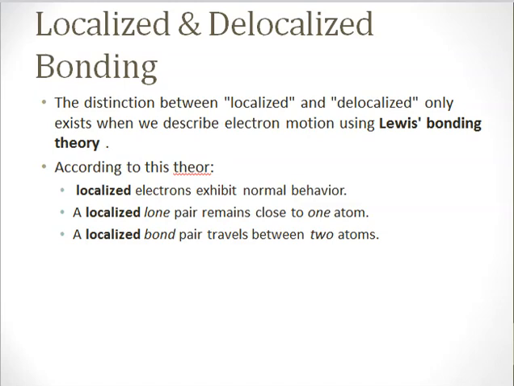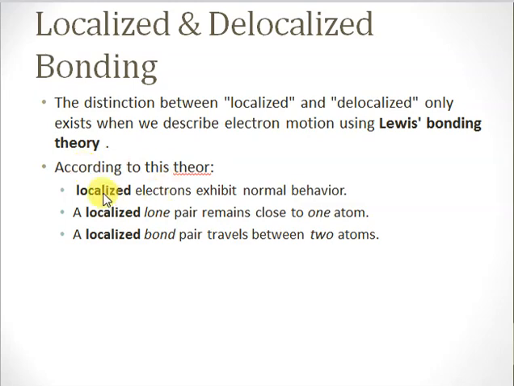According to this Lewis bonding theory, the localized electrons are normal. That means they exhibit the normal behavior, they remain fixed between 2 atoms. And the localized lone pair, the lone pair on an atom, remains close to only 1 atom, right? For example, if there is an oxygen, the lone pair of oxygen will only be close to the oxygen atom. It will not be shared, or go to any other carbon, it will remain close to 1 atom. Similarly, the bond pairs travel between only the 2 atoms between which they are bonded, right? So this is the Lewis bonding theory.